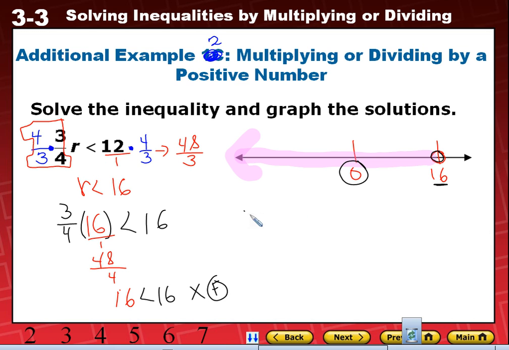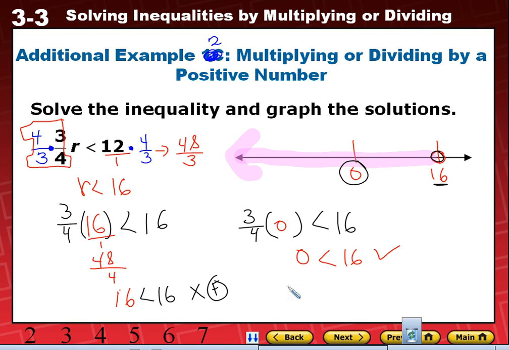I'm going to rewrite this. This is 3/4 parentheses, which is indicating multiplication, less than 16. So now I'm going to substitute this 0, because 0 is part of the solution set. Is that correct? Yeah. So what is 3/4 times 0? 0. Is 0 less than 16? Yes, that's true. So let's write our solution set.